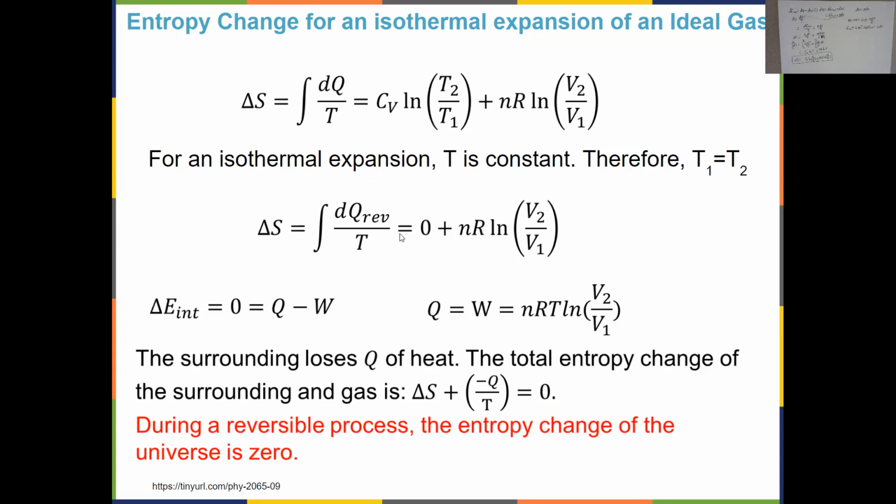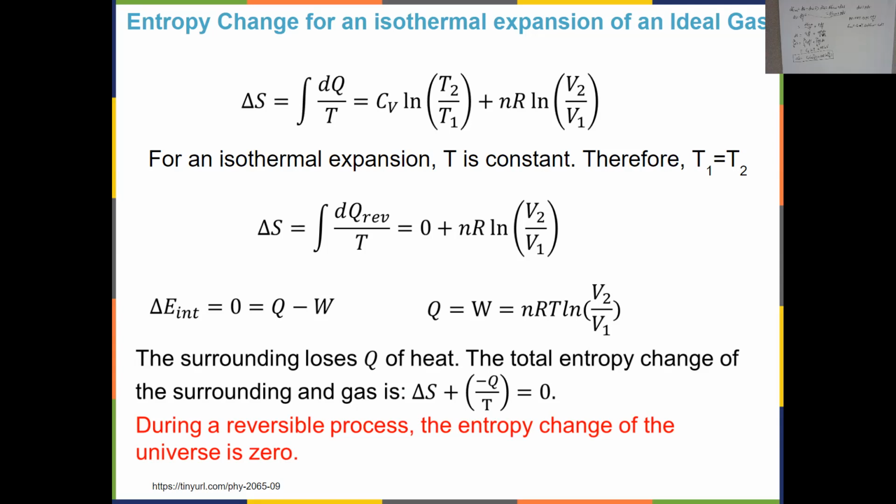So it turns out this is equal to 0. The total change for the gas and the surrounding add up to be 0. So we haven't so far seen any scenario for the total change of entropy, the gas plus the surrounding, to be greater than or less than 0, or negative, or for the two objects, the hot reservoir and cold reservoir. So for a reversible process, the entropy change will be 0.